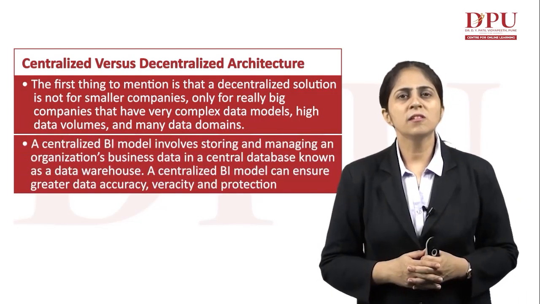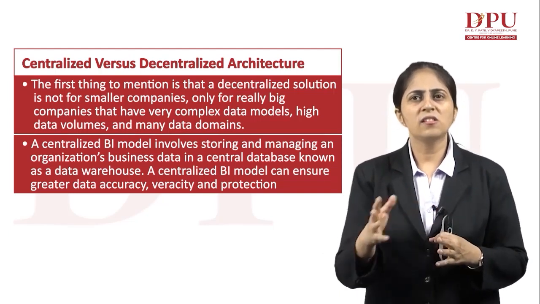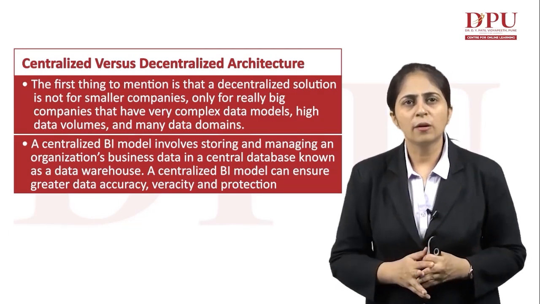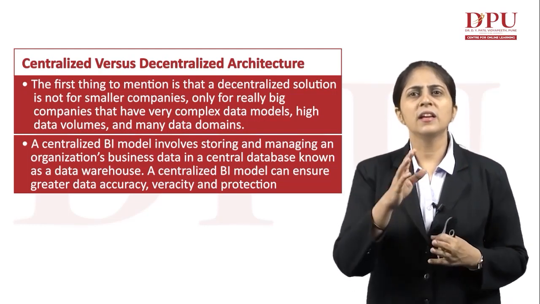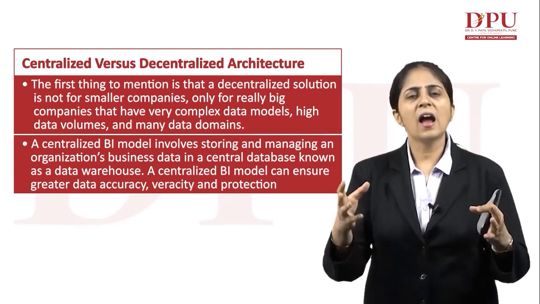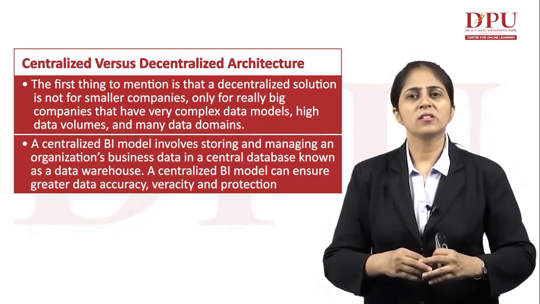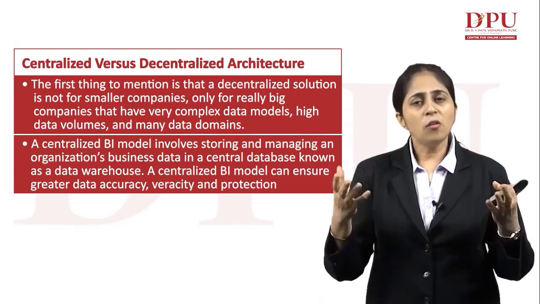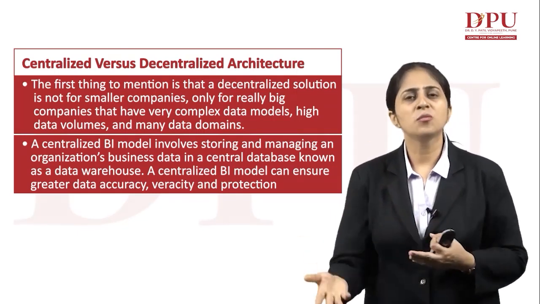A centralized business intelligence model involves storing and managing an organization's business data in a central database, which is known as a data warehouse. A centralized business intelligence model can ensure greater data accuracy, veracity and protection. So if the data is stored at one central location, in a single data warehouse, then obviously the data accuracy and the protection of the data will be increased.